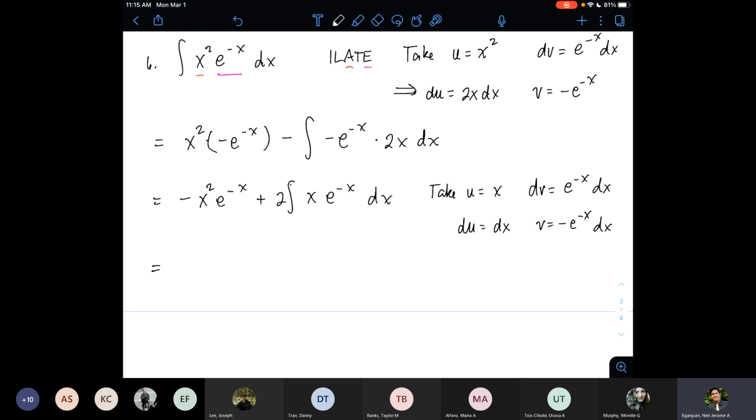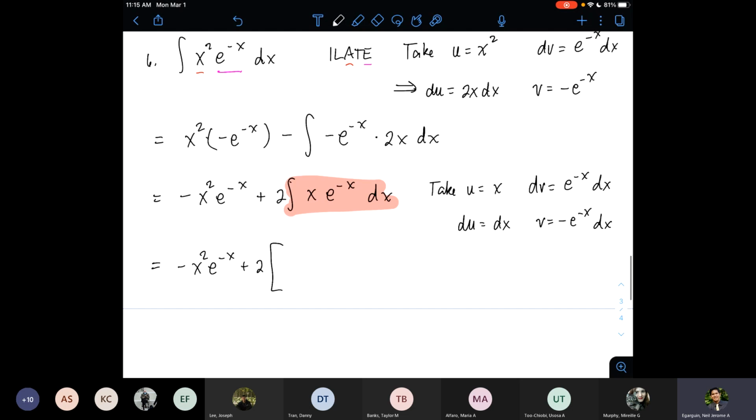And so here, I'll have negative x squared e to the minus x plus 2 times. Remember, I'm using integration by parts on this integral. So this comes out as uv, the new u and v. So that's u times v minus integral of v du. So minus e to the minus x. Oops, there's no dx here. So that's a v du.